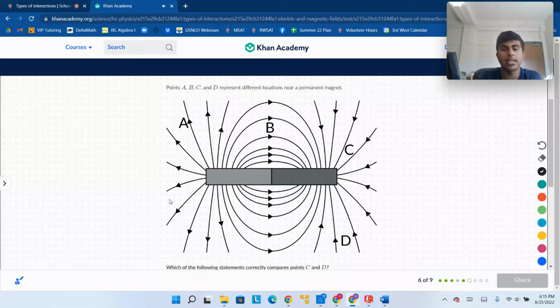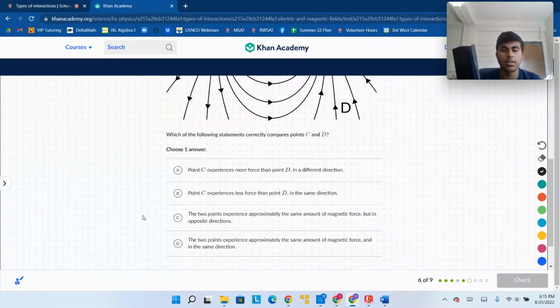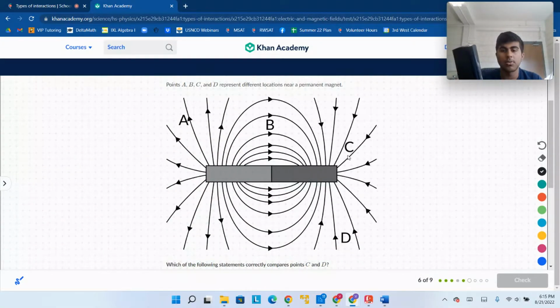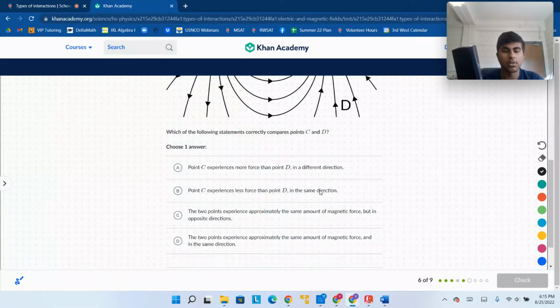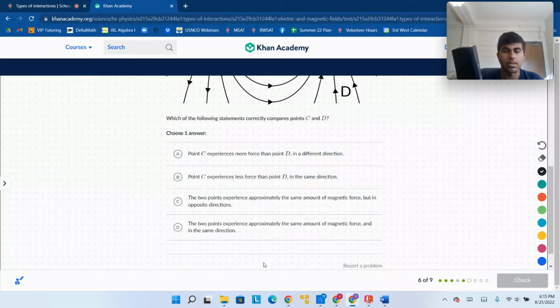Points A, B, C, and D represent different locations near a permanent magnet. Which of the following statements correctly compares points C and D? All right, let's see. So C is getting this force. It's closer to the magnet than D is, so it's going to have more of a force. So it experiences more force than D.